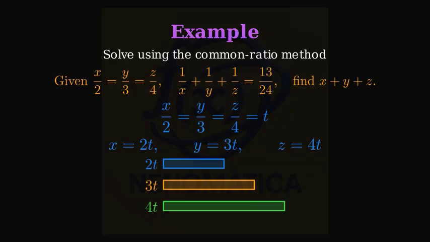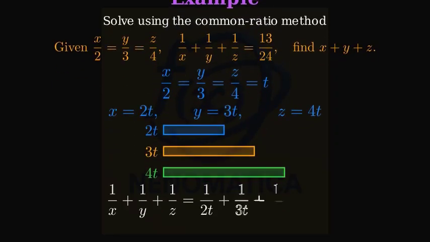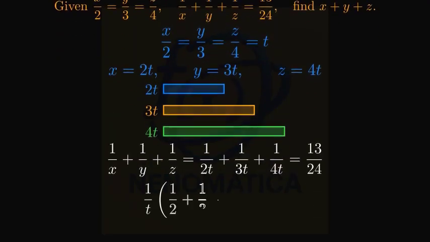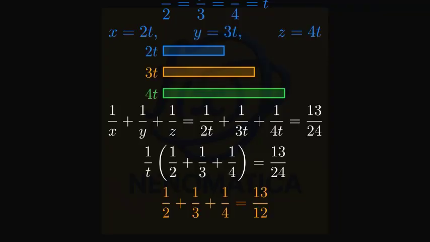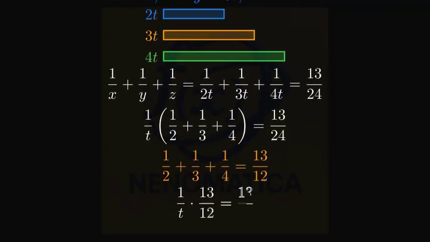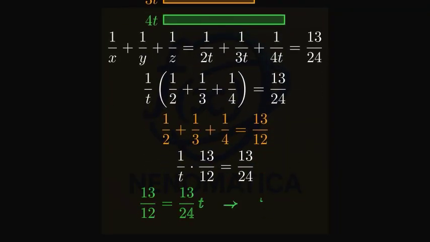Step 2. Substitute the expressions into the reciprocal sum. 1 over 2t plus 1 over 3t plus 1 over 4t equals 13 over 24. Factor 1 over t out. The parenthesis is 1/2 plus 1/3 plus 1/4, which equals 13 over 12. Therefore, 1 over t times 13 over 12 equals 13 over 24. Solving for t gives t equals 2.